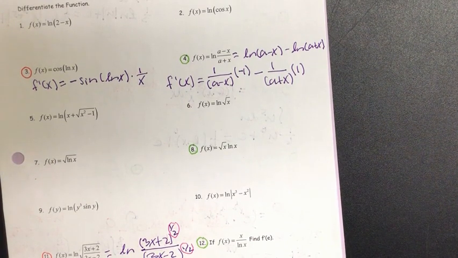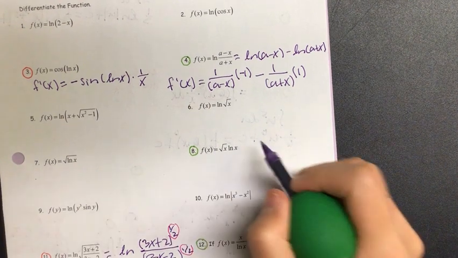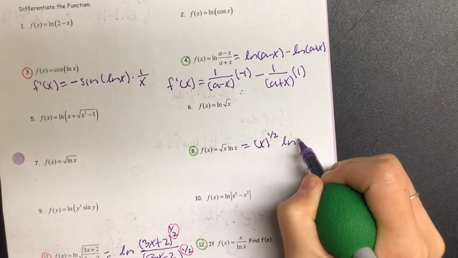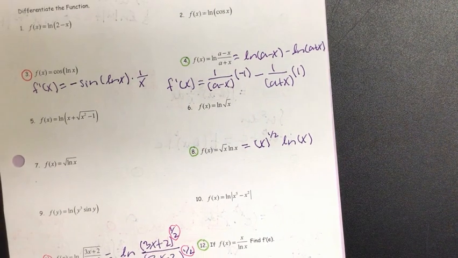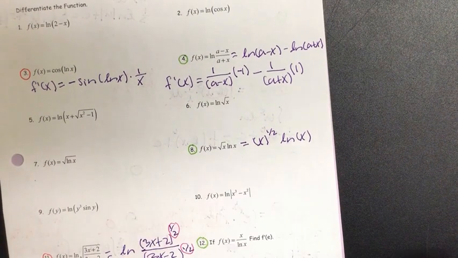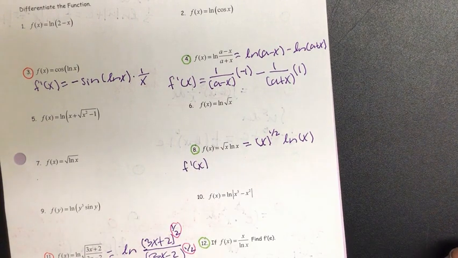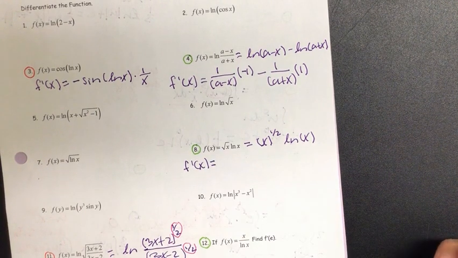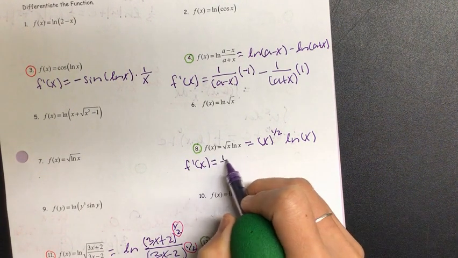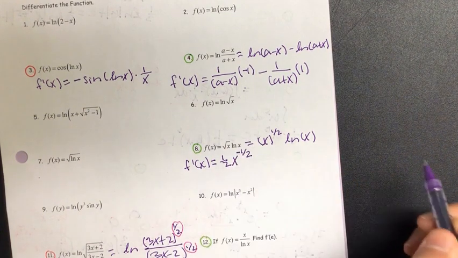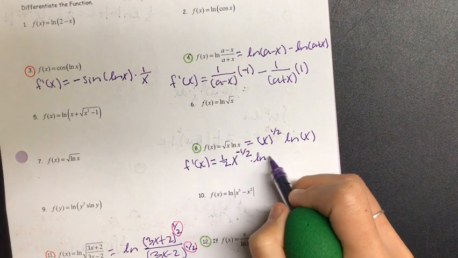Okay, on number 8. What rule are we using on this one? Product. Okay, so let's rewrite this. I have x to the 1/2 power, and then natural log of x. So our derivative on this one, how would I derive my first set? What needs to come down? 1/2 needs to come down. And then 1 less of that is how many? Negative 1/2. And I keep the second one as it is.